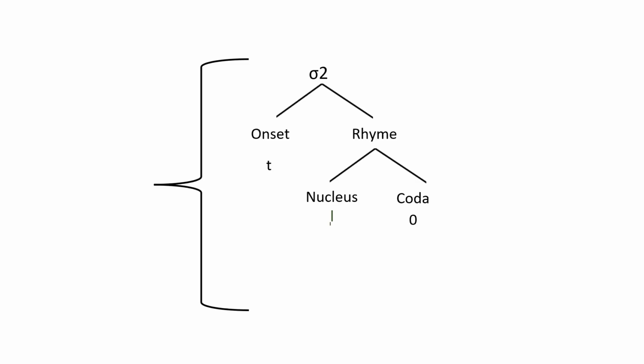This image shows a phonological tree diagram, which represents the internal structure of a syllable. The syllable is divided into two main parts, the onset and the rhyme. Let me break it down for you. The symbol at the top indicates the second syllable in the word bottle. In this diagram, the onset is represented by T, which is a consonant sound. The rhyme is further divided into nucleus, the core of the syllable, which typically contains a vowel. Here, it is represented by the syllabic L.